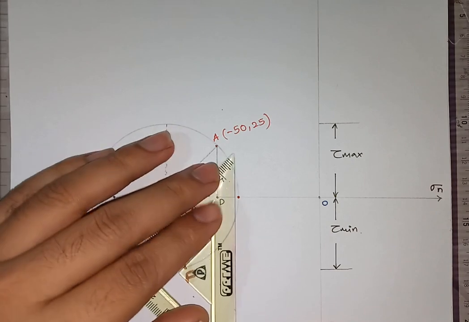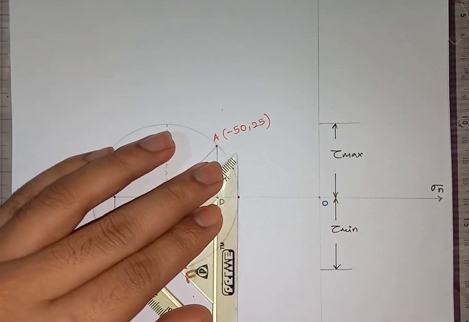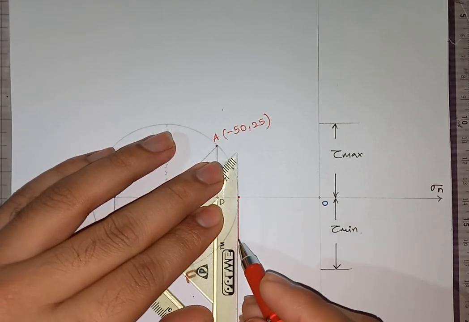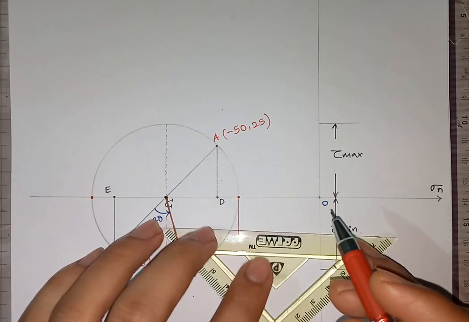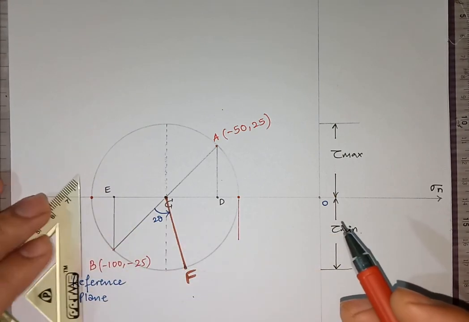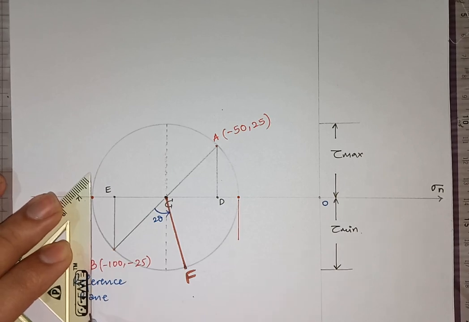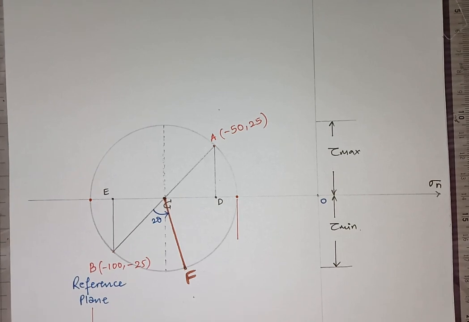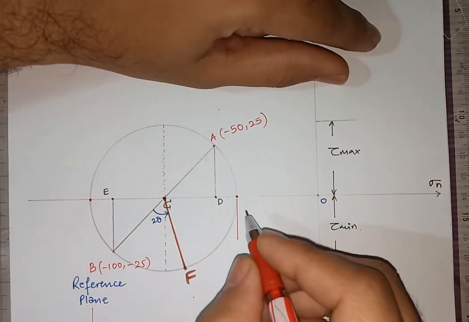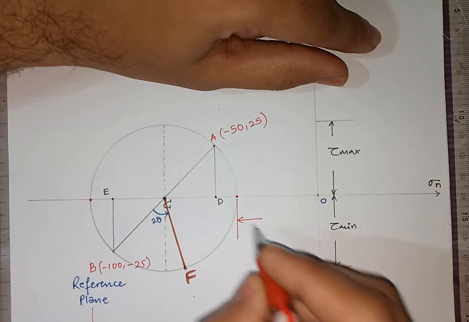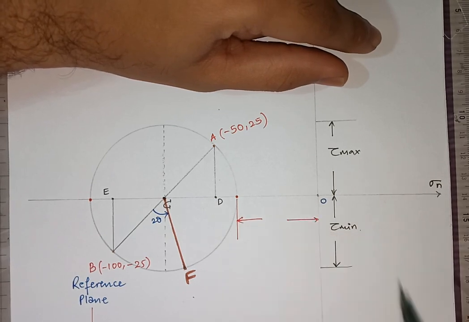If you consider this point, as well as this point, just drop a perpendicular from this. Now this distance is important for us.